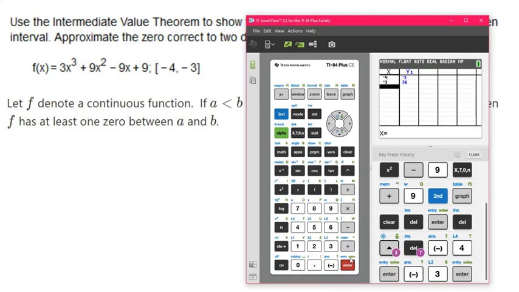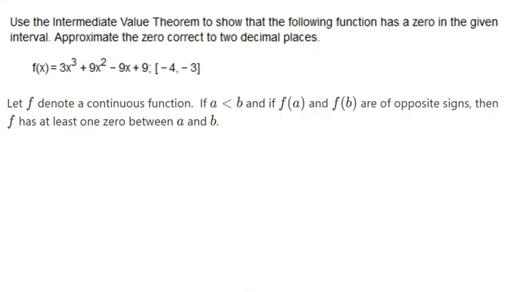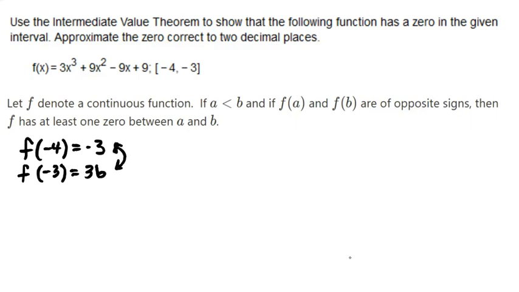Okay, so these are the y values at these points. The y value at -4 is -3, and the y value at -3 is 36. So f at -4 is -3, and f at -3 is 36. And so you can see that f of -4 and f of -3 have opposite signs.